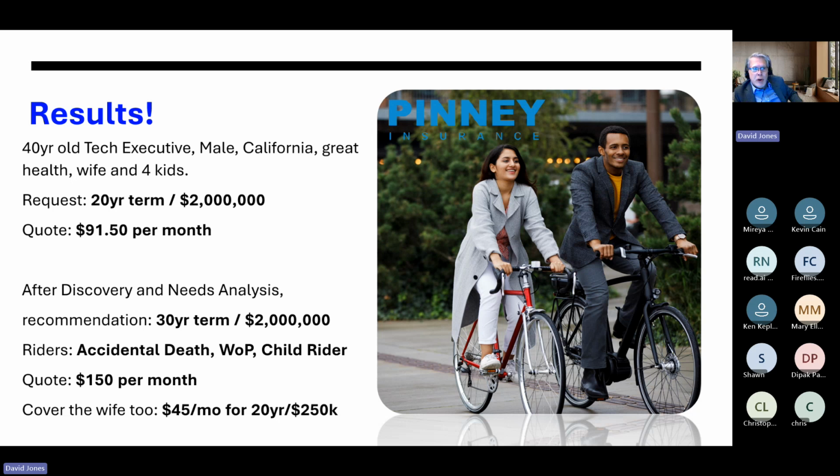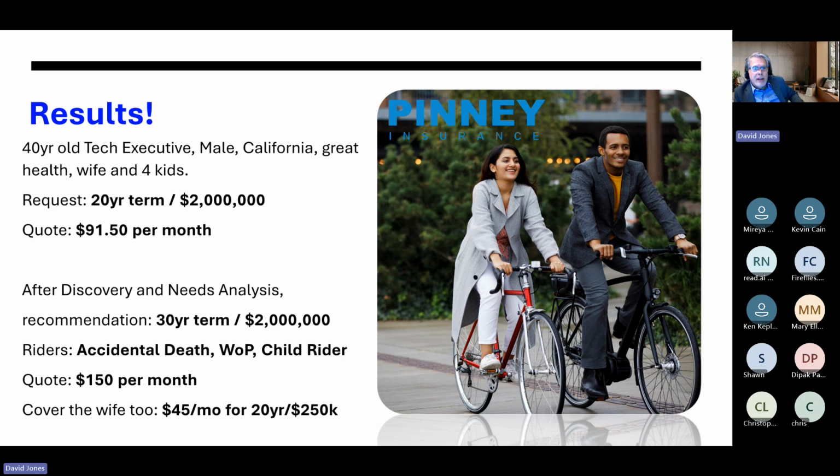And after you do all that, you say, you know what? Really, based on your 30-year mortgage and this, that, and the other thing, what I would recommend is a 30-year term at that 2 million that you need. And we add an accidental death rider, the waiver of premium in case you become disabled at any point, and the child rider to cover the 4 kids. And okay, so they're at $150 a month.